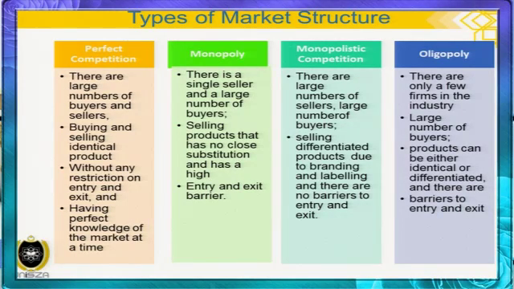And the last is the oligopoly. There are only a few firms in the industry that have a large number of buyers. There are significant barriers to entry for these firms, and the product can be either identical or differentiated, and recognized interdependence exists, where each firm realizes that its profitability depends on the action and reaction of the rival firms.